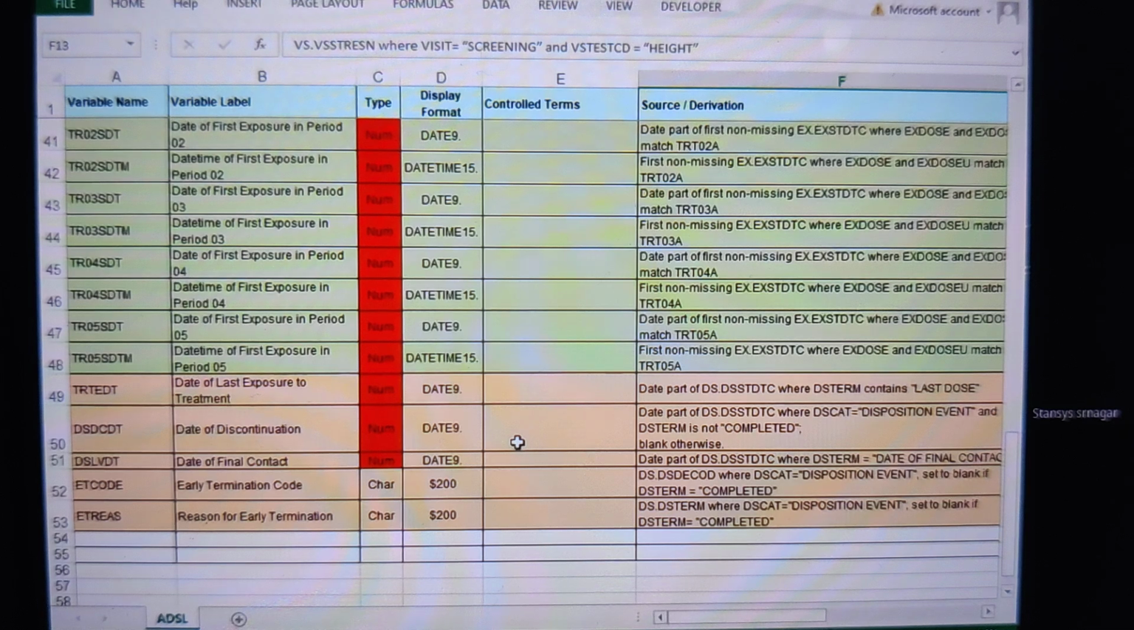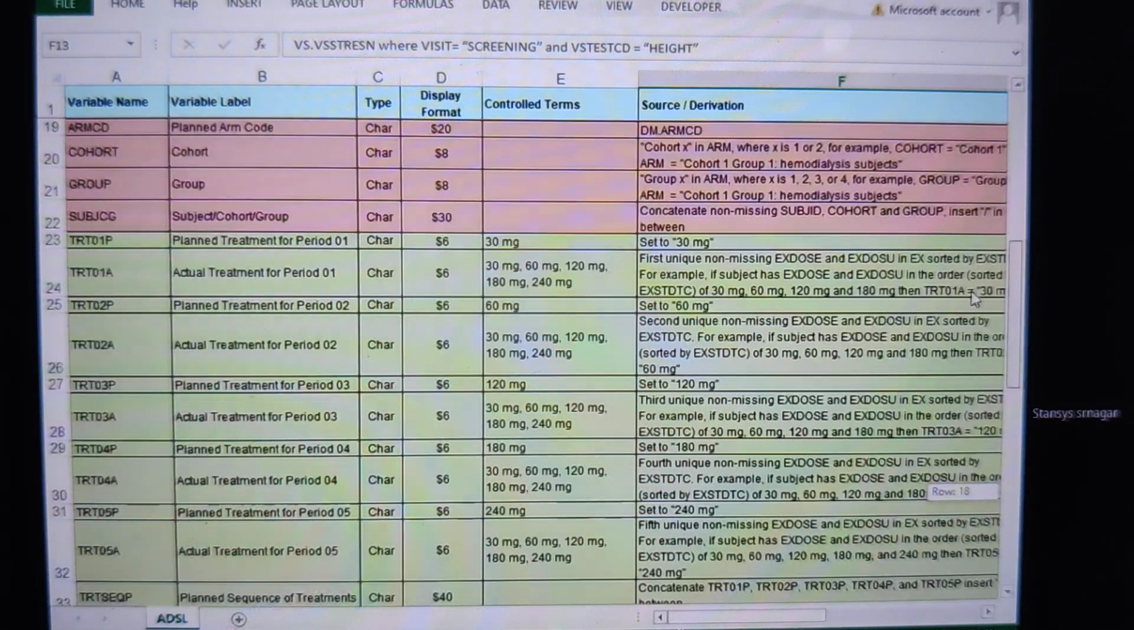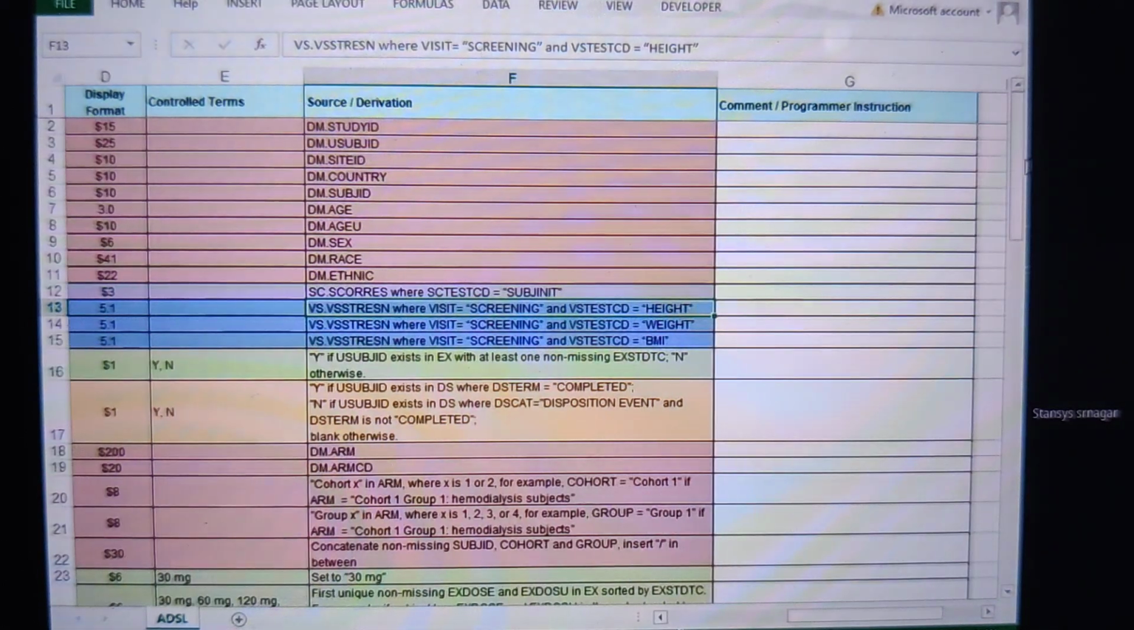Understand this one? Now I'm going to share this specification sheet with you, and please go through the specification and try to understand what variables you should have, from which source data sets you should get them, and what derivation we should follow. If you understand the specification, since you are in programming and since you have learned Base and Advanced SAS, it is going to be easy for you to create.